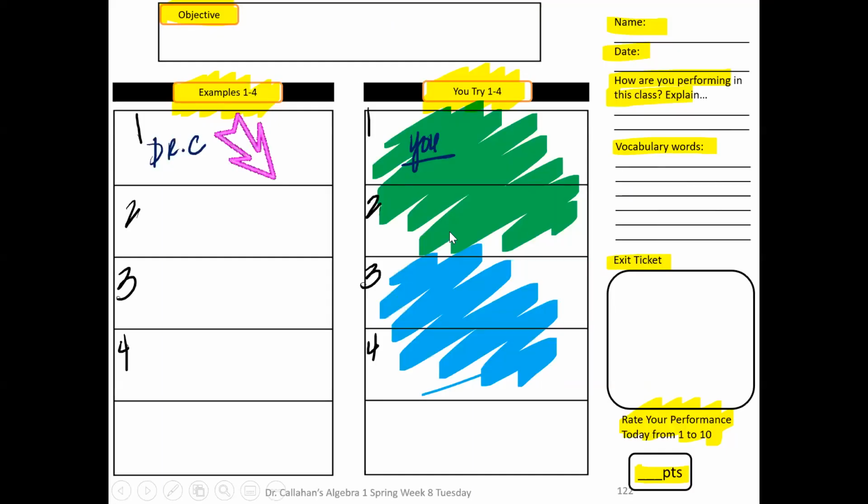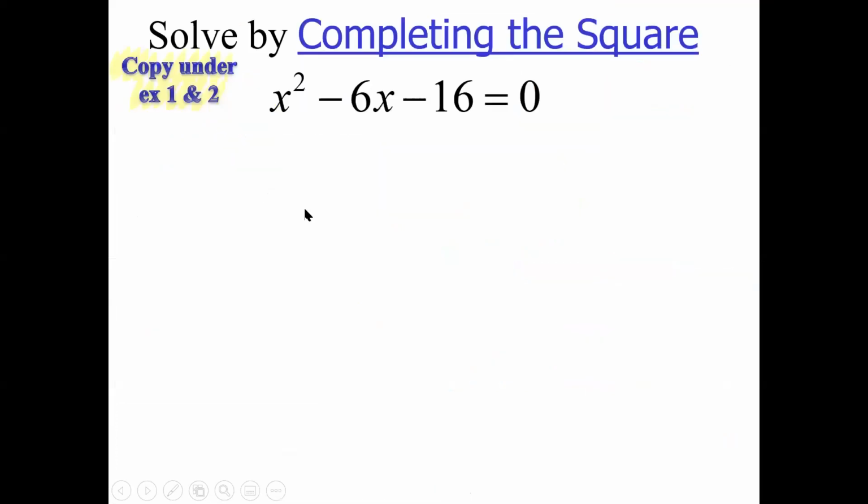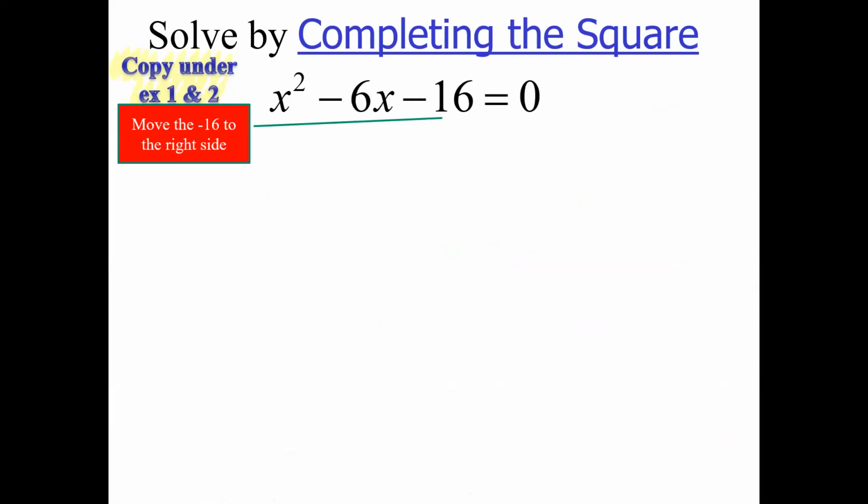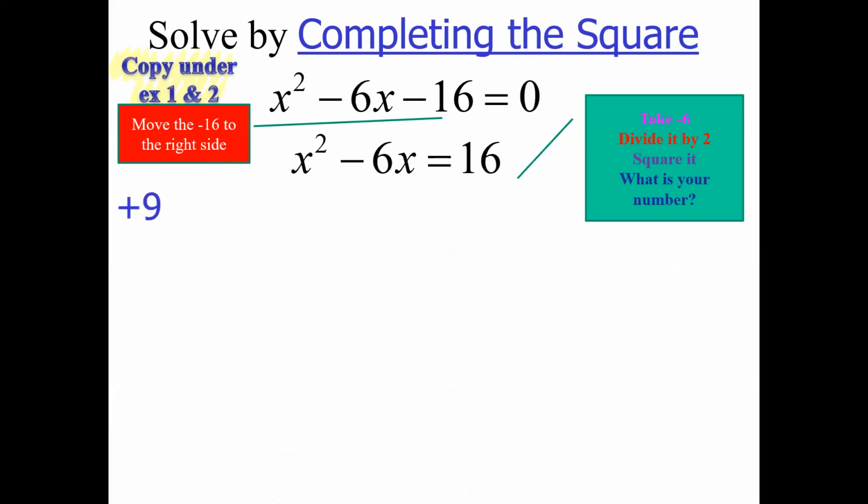You're going to copy this one under example 1, which is right here where the arrow is pointing at. So x squared minus 6x minus 16. So the first thing you're going to do is you're going to take that 16 and you're going to move it over to the right side. Then I'm going to take my middle number, divide it by 2, and I am going to square it. So negative 6 divided by 2 is negative 3. Negative 3 times negative 3 is going to give you a 9. You're going to add that 9 on both sides.